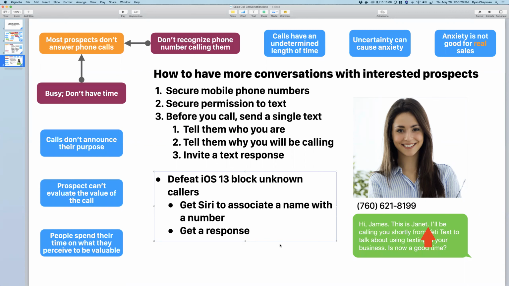So that seems like a tough hurdle, but you know, it's that or nothing. So what are you going to do? You know what I mean?